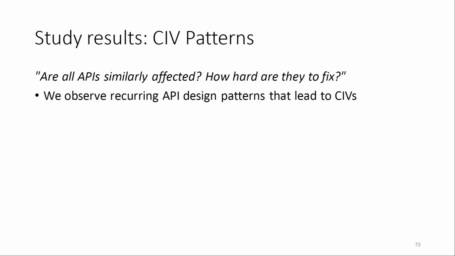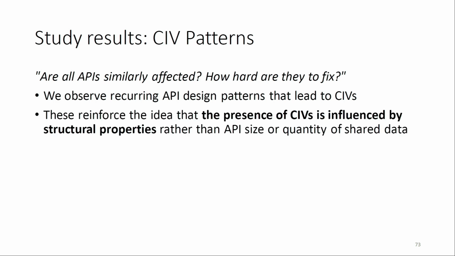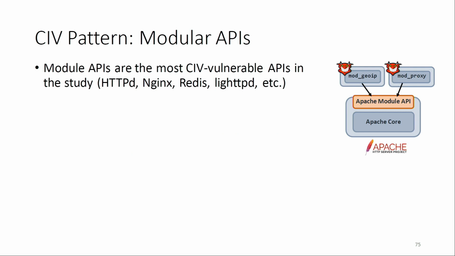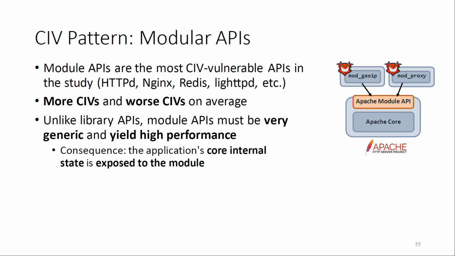And doing so, we observe recurring API design patterns that result in CIVs. And this really comforts us in the idea that the presence of CIVs is influenced by structural properties rather than API size or quantity of shared data. In this talk, I will present one of these patterns, but there are more in the paper. And the particular pattern I want to go through concerns modular APIs. In fact, we noticed that module APIs are the most CIV vulnerable interfaces in our study. On average, we observed that module APIs feature more CIVs and worse CIVs than any other class of APIs.